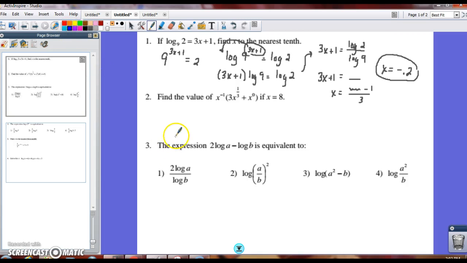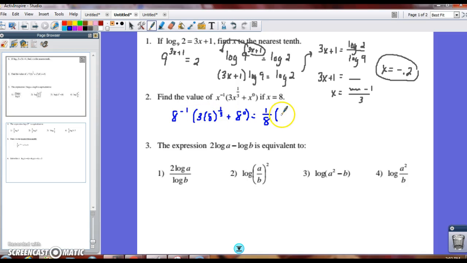In problem number 2, we are going to substitute 8 in for x. So I end up with 8 to the negative 1 times 3 times 8 to the 1/3 power plus 8 to the 0 power. Okay, so 8 to the negative 1 is the same as 1 over 8. Remember, a negative exponent just moves something from the numerator to the denominator. A fractional exponent means you're taking the root. So 8 to the 1/3 power is the cube root of 8, which is just 2.